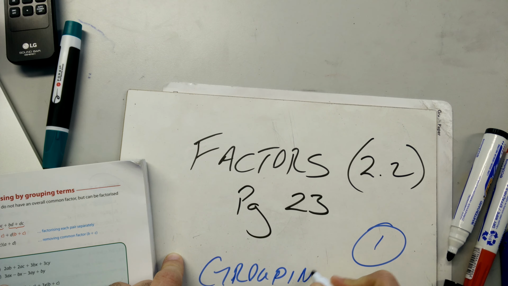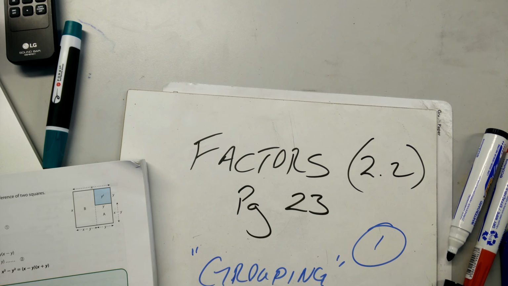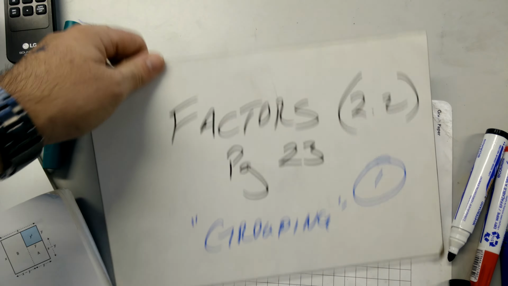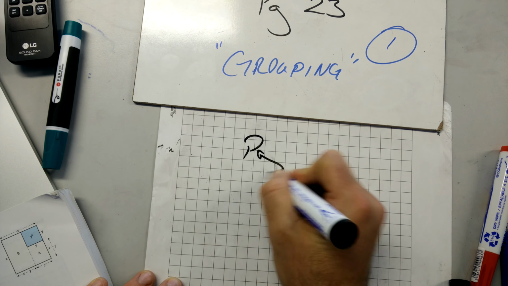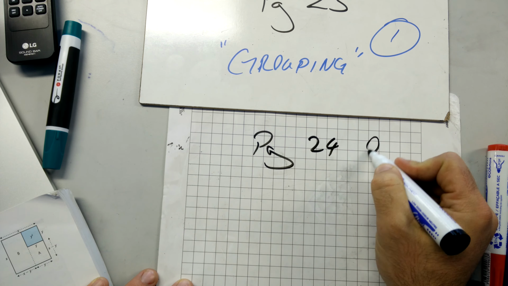So you would have done a little bit of grouping in the last section. We're looking at simplifying long equations, long questions. So let's just get stuck into a question and we'll talk about it as we go. So I'm going to go to page 24 and I'm going to do question, say for instance, question 2.